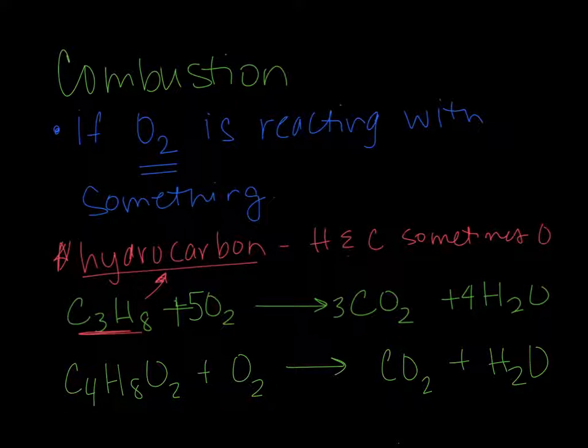All right, so we have 4 carbons here, so I need 4 of those. And then I have 8 hydrogen right here, so I need 4 of these. So that's going to give me 8 oxygen here and 4 oxygen, so that's 12. I've got 2 oxygen right here, so I need 5 of these to give me 10 more, so that the oxygens balance out.